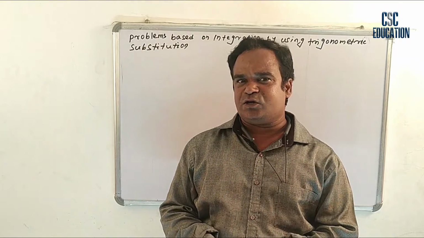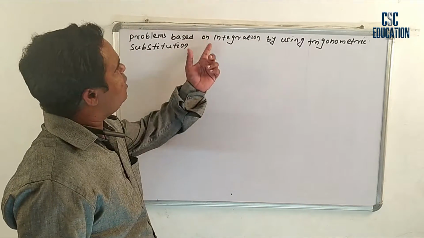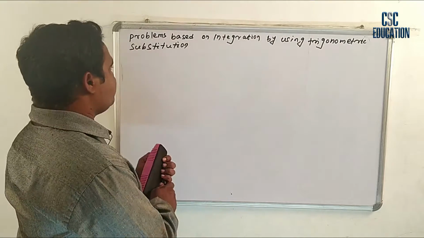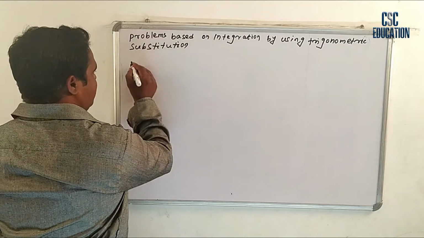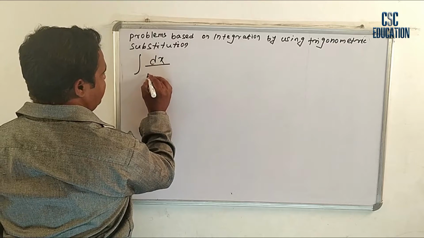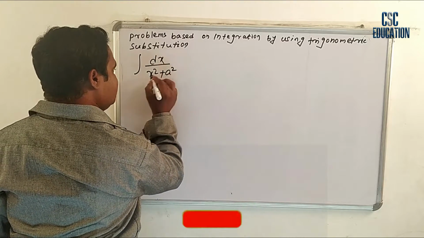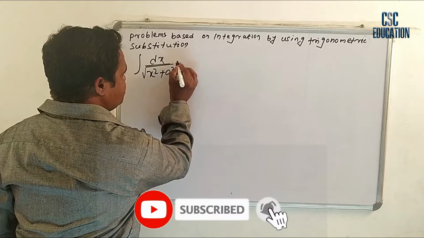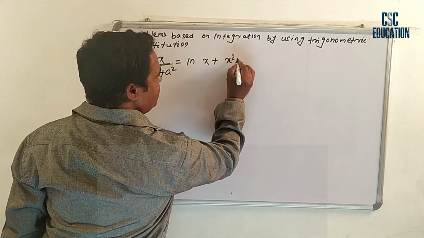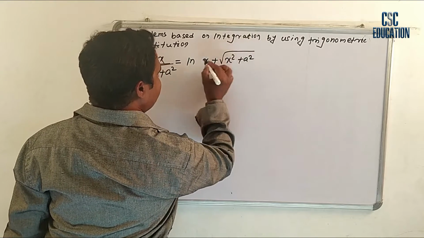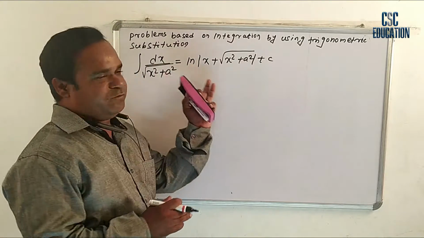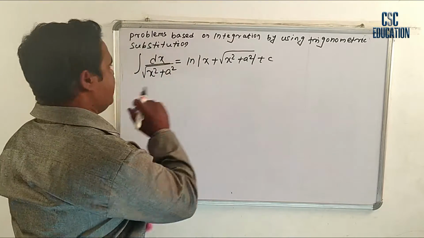Today I will discuss problems based on integration by using the trigonometric substitution method. The related formula is: the integration of dx divided by the square root of x square plus a square equals ln of x plus the square root of x square plus a square, plus c. That is the related formula for the problem I am discussing today.